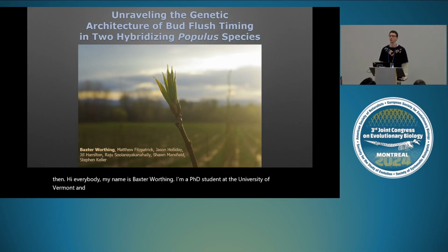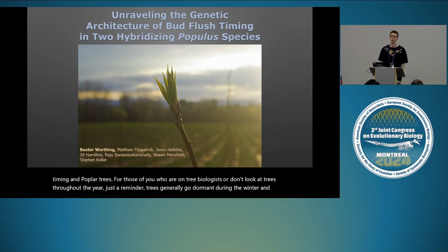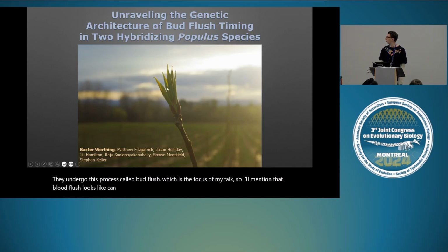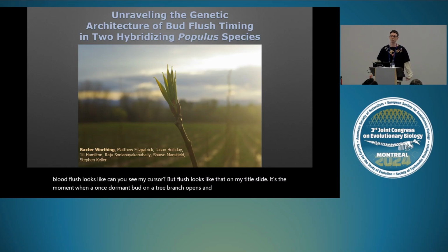And today I'm going to be talking about the genetic architecture of bud flush timing in poplar trees. For those of you who aren't tree biologists or don't look at trees throughout the year, just a reminder, trees generally go dormant during the winter in temperate parts of the world. That means they stop vegetative growth and lose their leaves. And then in the spring, once winter is over, they undergo this process called bud flush, which is the focus of my talk. Bud flush looks like that on my title slide. It's the moment when a once dormant bud on a tree branch opens and releases new leaf growth.